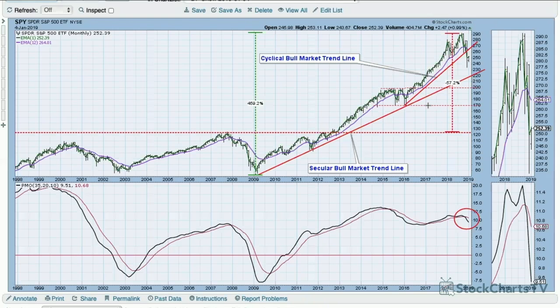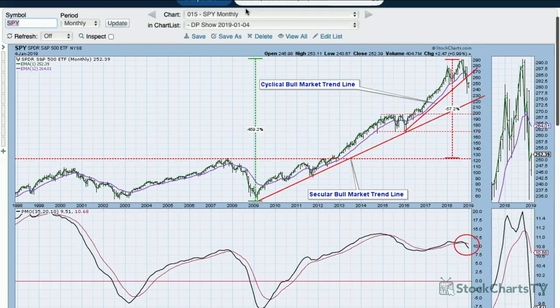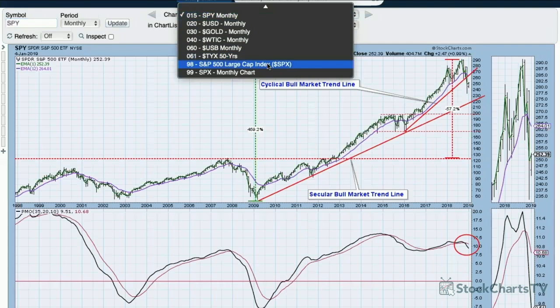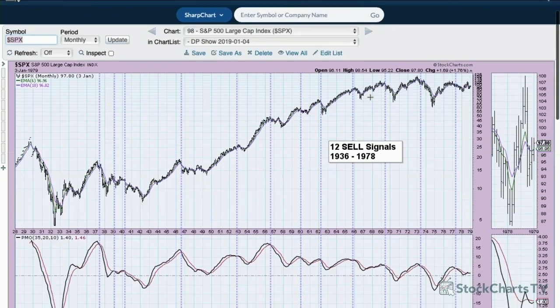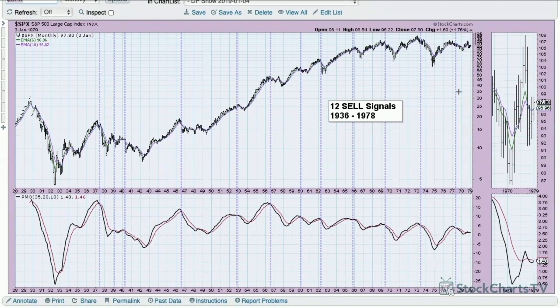And I know one of the things I did notice. In fact, let's go ahead and I'm going to show this because you were talking about how deadly these signals can be. We're doing a 2019 Outlook video, and one of the things I'm going to talk about, so you guys get a quick preview, is the amount of sell signals that we do get on the PMO. Between 1936 and 1978, over 40 years, we had only 12 sell signals. And you can see that in general, they lined up right with corrections and or bear markets.